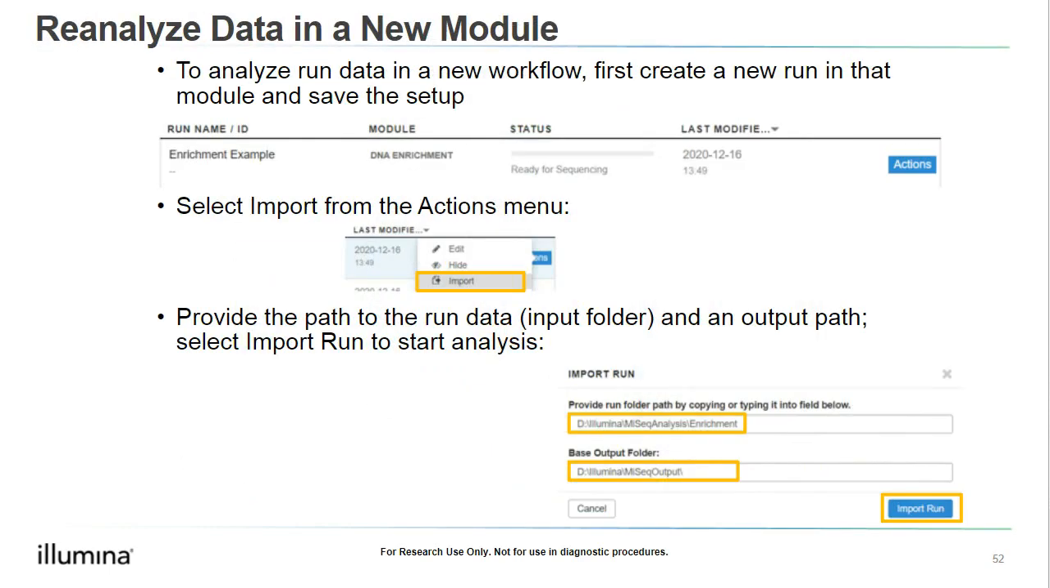You do have the option to reanalyze existing data in a new workflow or new module. This is the process you would follow if you need to change the workflow that you're using. Say that you initially set up the run as FASTQ only, and now you want to perform enrichment analysis in this example. You would set up the run with that information, go to the Actions menu, select Import, provide the run folder path and an output folder path, and import the run. If you're familiar with version 2 of Local Run Manager, this is again the same process. Once you provide a valid input and output path and import the run, analysis will start automatically with that new workflow.